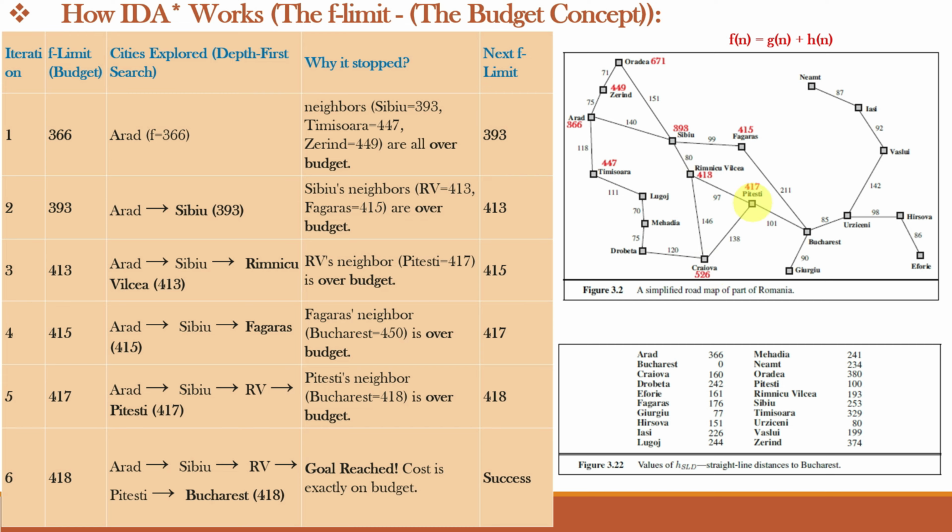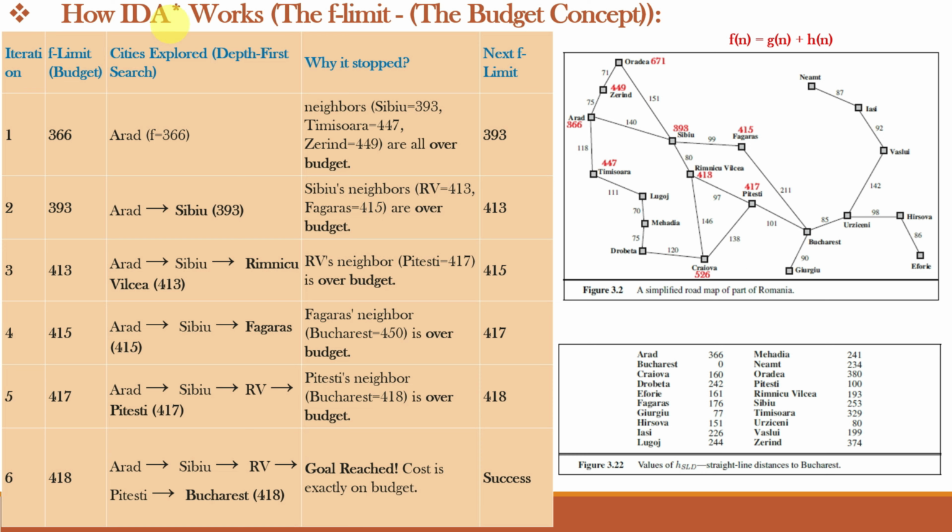It will go from Râmnicu-Vilcea to Pitești, that is 417 kilometers, and from Pitești it will reach Bucharest at the F cost of 418 kilometers, and our goal is reached at exactly our budget of 418 kilometers and we are successful in finding our goal. So it will go from Arad to Sibiu to Râmnicu-Vilcea to Pitești and to Bucharest and reach Bucharest at 418 kilometers. So the key point to remember here is that in every iteration we again start from Arad, and this we will also see when we implement this in Python.